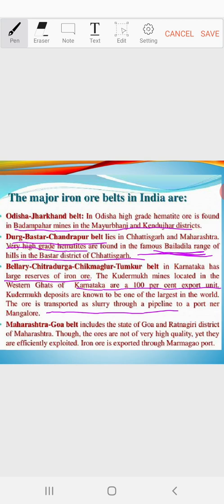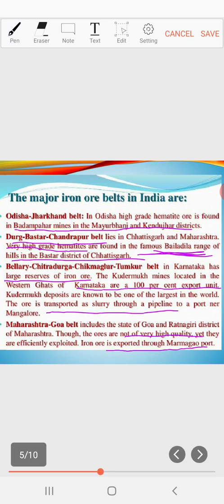Now next, the Maharashtra-Goa belt. It includes the Ratnagiri district of Maharashtra, but very high quality iron ore has not been exploited; what is being exploited is exported through Marmagao port. So these are the specifications about the four major iron ore belts located in India.